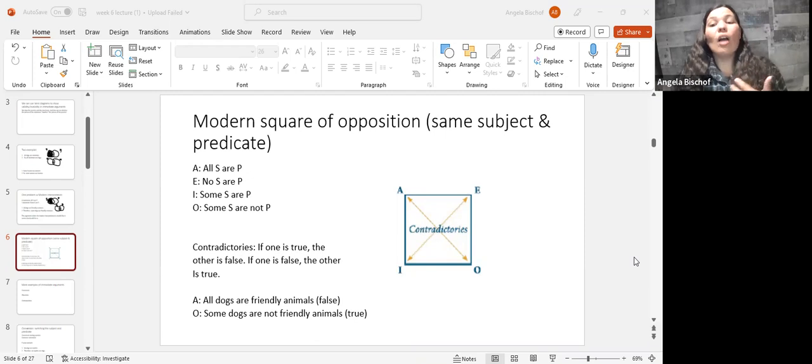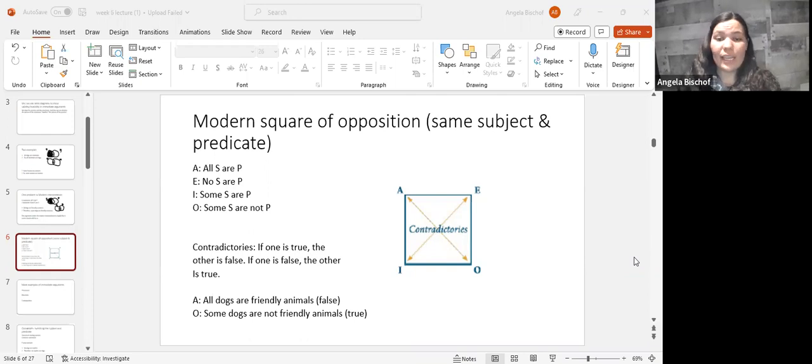Then these are called contradictories. What does that mean? It means that if one is true, the other one has to be false. If one is false, the other one has to be true. So in this case, if all dogs are friendly animals, if that's false, which it probably is, right? There's probably a couple dogs out there that aren't friendly. Then we know for sure that the O statement has to be true, that some dogs are not friendly.